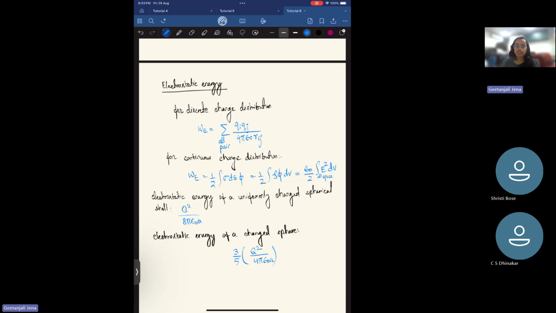So for week 6, if you recall, we saw how we can calculate the electrostatic energy of a system. We are still in electrostatics, where the source charges are already at rest. For this electrostatic situation, we covered what the electrostatic energy of a system will be.